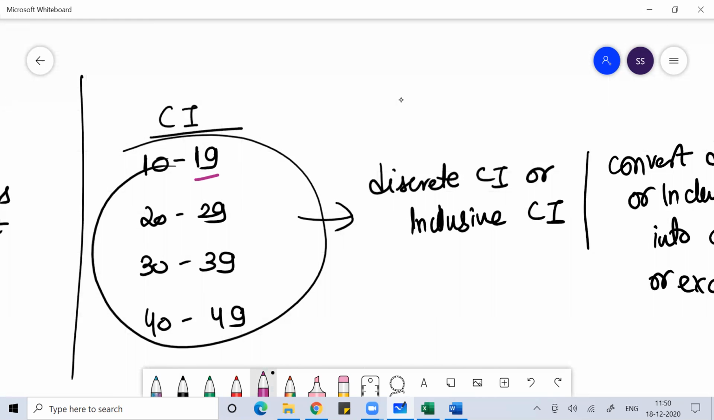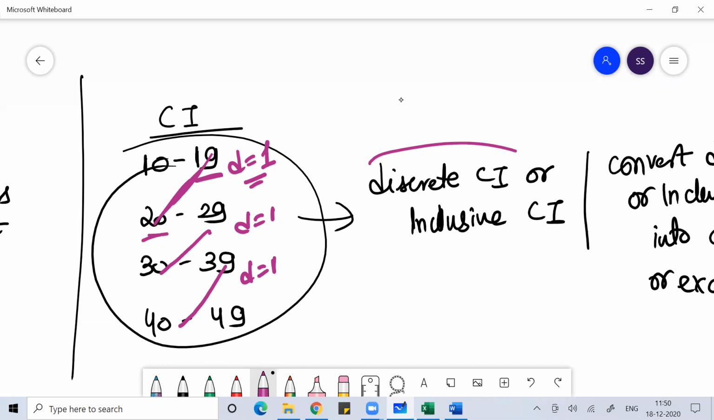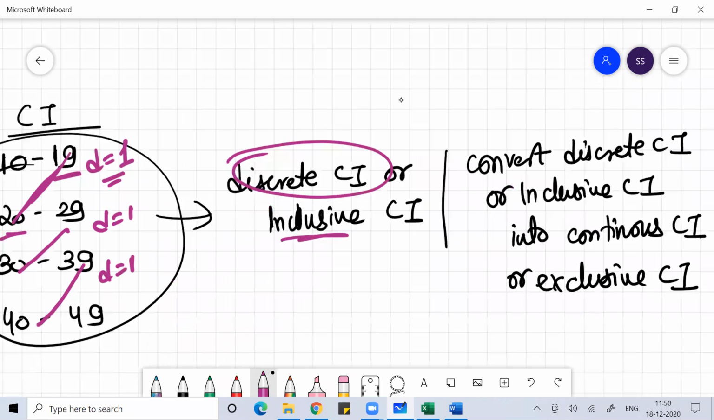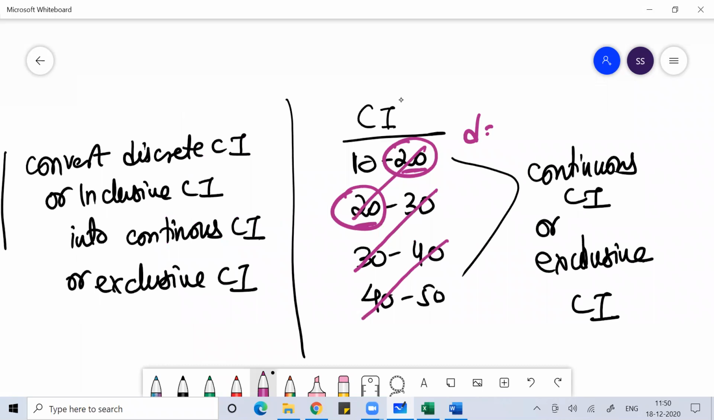While if there is a gap, you can see there's a difference of one. If there's a gap between the upper limit of the first class and the lower limit of the second class, then this is called discrete class interval or inclusive class interval. While if there's no gap between the upper class limit of the first class interval and the lower limit of the second class interval, then this is called continuous class interval.